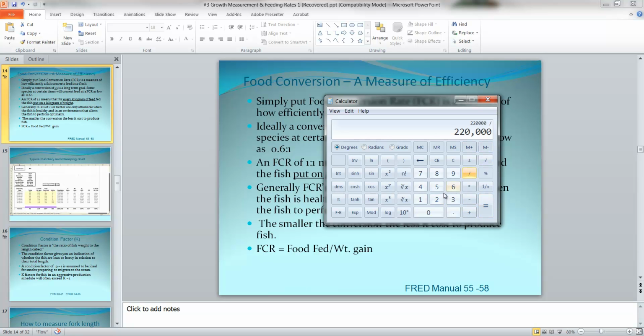So let's divide by 1,000. So now I have 220 kilograms today. Biomass, right? Total weight of fish in the pond. So my difference is going to be today's biomass minus the old one, which was 200, equals that, 20 kilograms. So these fish put on 20 kilograms of weight. And I'm going to guess that it was 14 days ago.